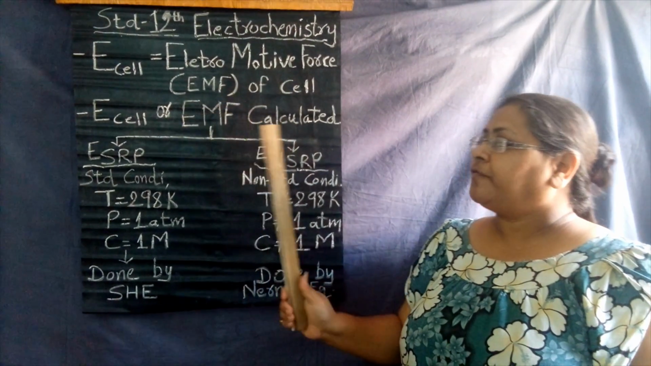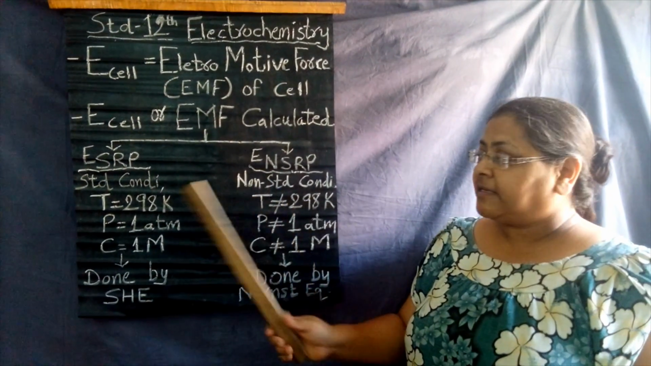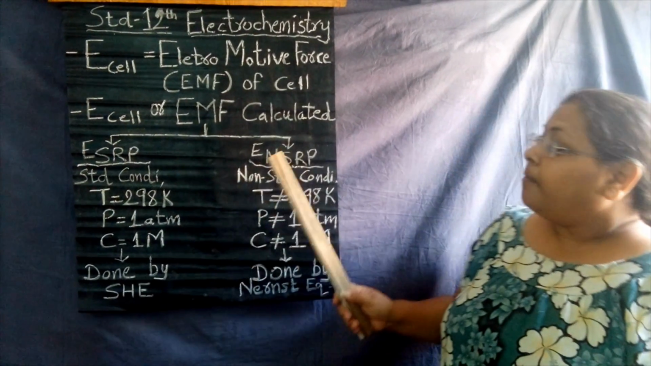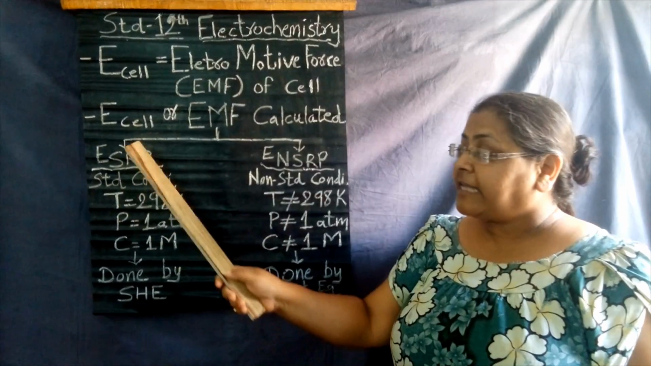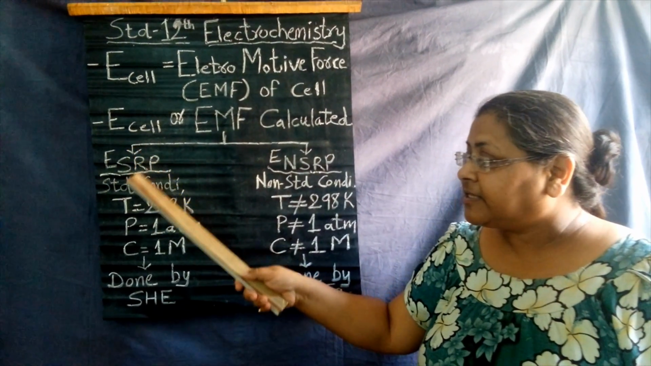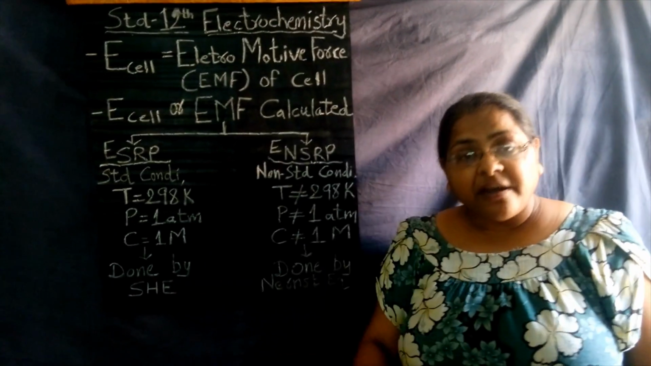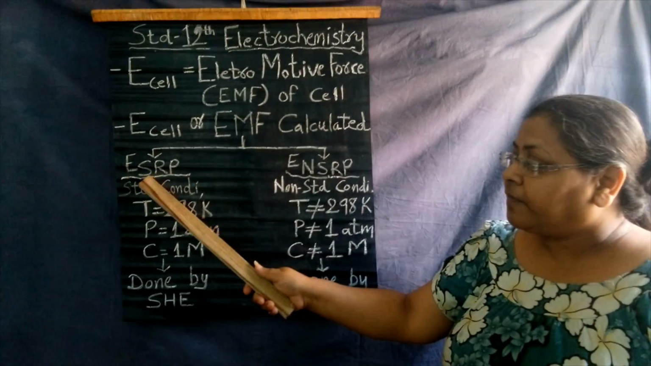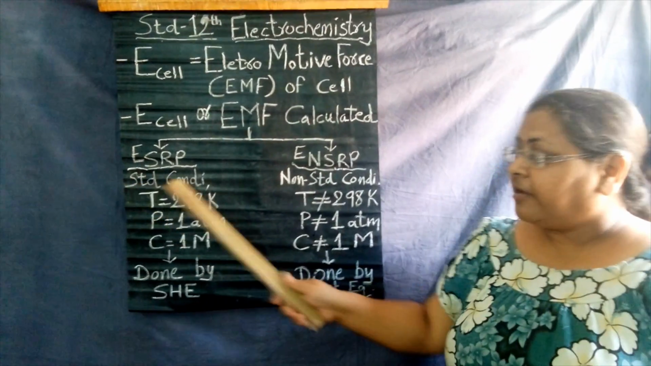Now this EMF of the cell, or we can say cell potential, is calculated on two bases: one is standard reduction potential of the cell, the other is non-standard reduction potential of the cell. When I say standard reduction potential, the word itself suggests a standard condition. Chemistry is studied on the basis of standard and non-standard conditions. So here we will first consider standard reduction potential on standard condition.